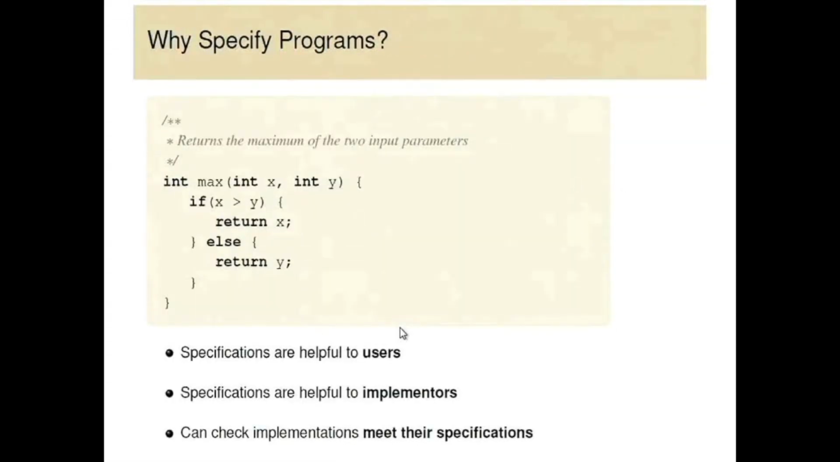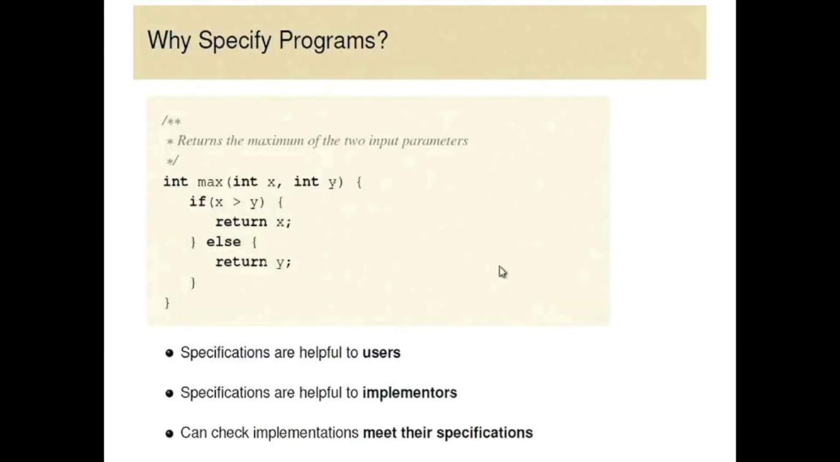Okay. So the question is, well, why? Why do we want to specify programs? Well, I don't know if it's exactly rocket science to figure it out, right? We want to say what the function is supposed to do. That's incredibly helpful. It's helpful to people who are going to use the function. If you want to know what a function does, and you look it up in the Javadoc somewhere, then it's good to have some kind of description of what it's actually supposed to do. Otherwise, you have to figure it out, right? And it's quite hard.